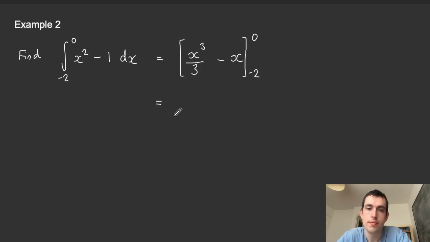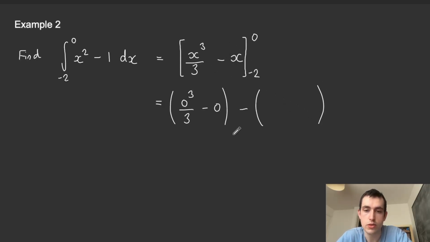Then we're going to substitute in the top limit for all of the x's, so 0 cubed over 3 minus 0. I would recommend putting this in brackets before you do the subtraction because there's going to be multiple negatives, and that's a common source of errors. We're going to subtract, we're now going to substitute -2 in for x, so -2 cubed over 3 minus -2, plenty of brackets. This will be simply 0.